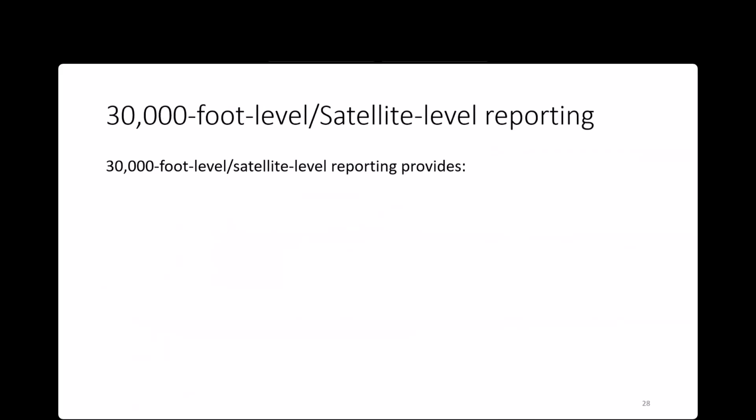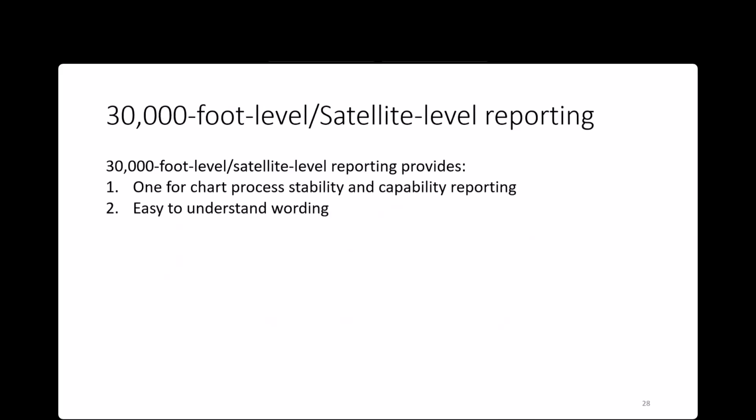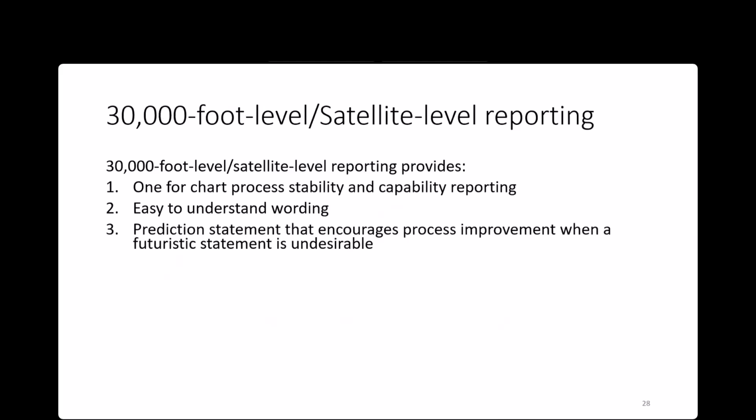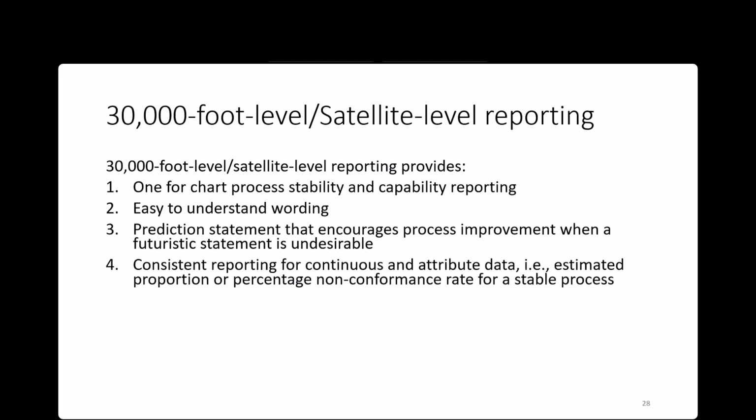30,000 foot level reporting provides one chart for process stability and reporting, easy to understand wording, percent non-conformance, I'll put that be easier. Prediction statement that encourages process improvement when a futuristic statement is undesirable. Or consistent reporting for continuous and attribute data, where we're looking at the percentage of non-conformance for a stable process.